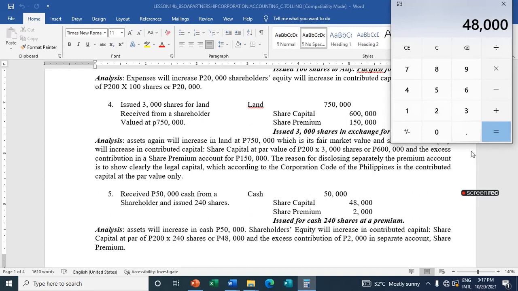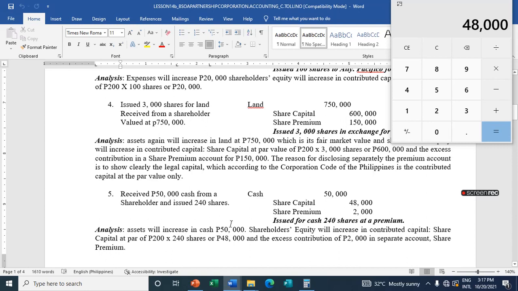So, pero naka-receive si corporation ng 50,000. Meaning, may share premium na naman siya kasi may excess na naman. Okay? So, ang entry mo dyan is cash 50,000 and share capital 48,000 and share premium 2,000. Okay? Issued for cash 240 shares at a premium.